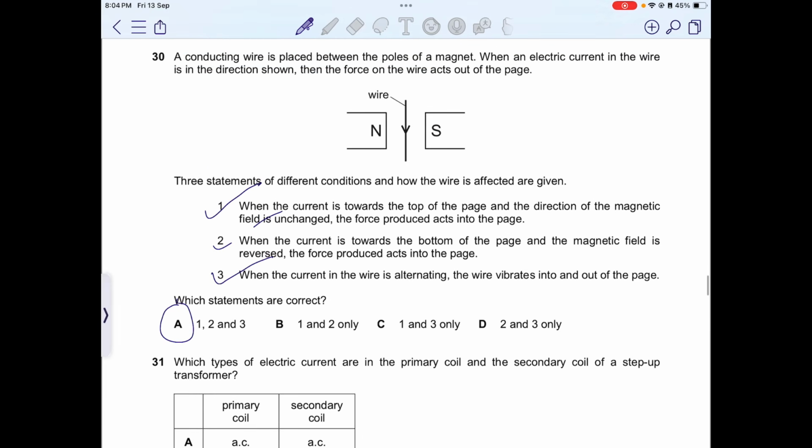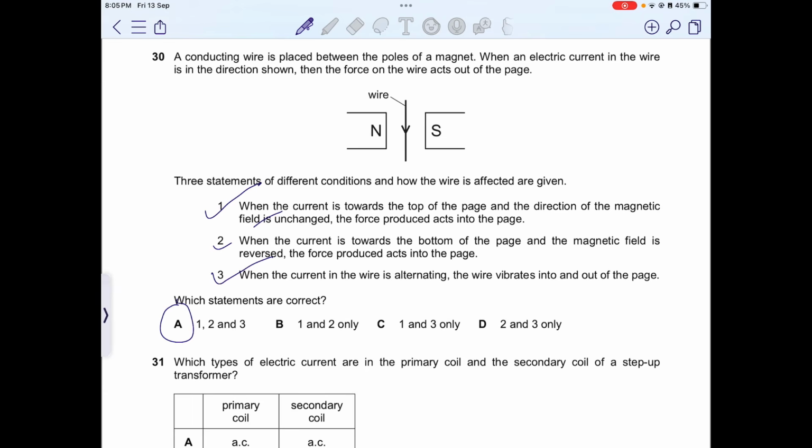Okay, I'm just going to read it once more if you haven't understood from the previous explanation. First of all, you use your left hand. Your index finger is from north to south, that is towards your right. Your middle finger points towards you, that is the current, and the force is upwards right now because the force is acting out of the page. Remember, when your thumb is up, it's out of the page.